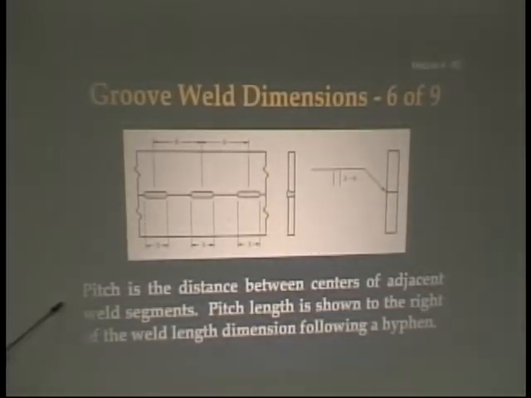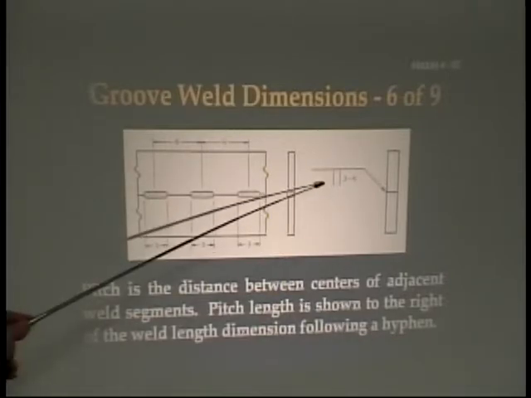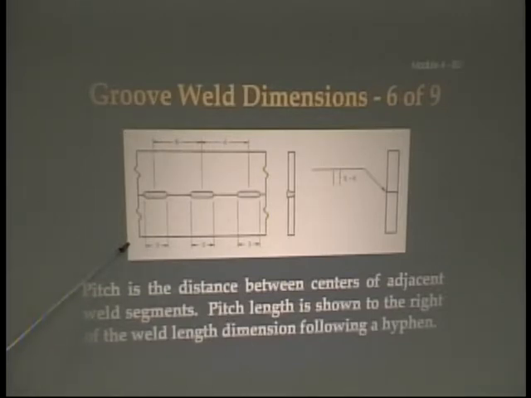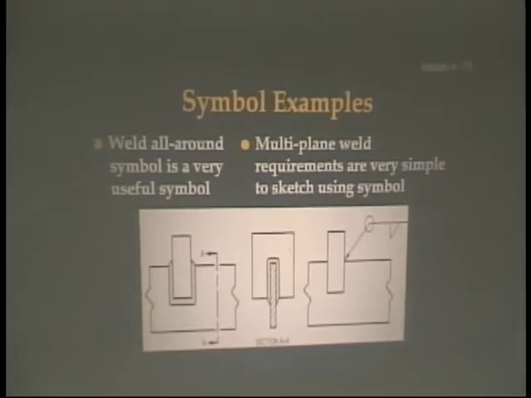Pitch is the distance between centers of adjacent weld segments. Pitch length is shown to the right of the weld length dimension following a hyphen. So 3-inch welds 6 inches apart. Okay? All righty, let's see what we have next.